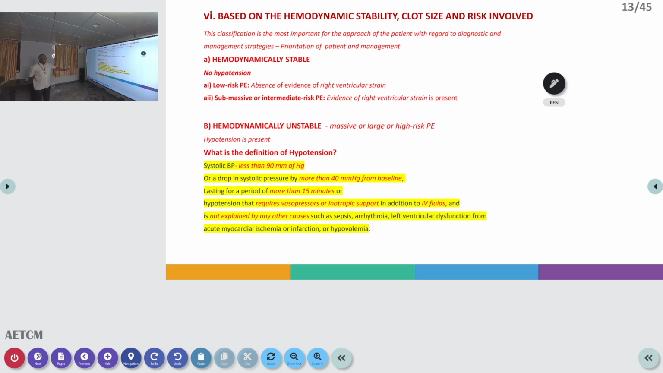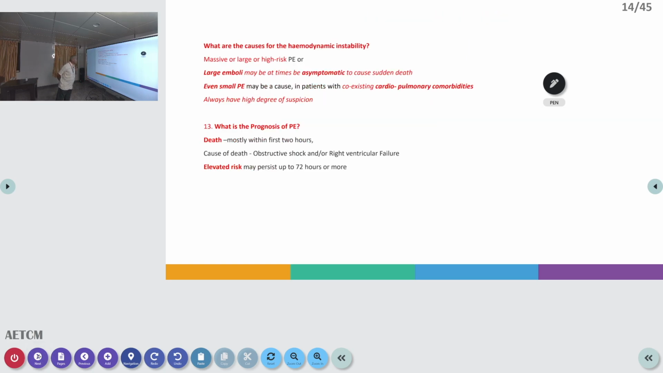These are all the common causes of hypotension, but these causes will not be included in causing this type of hypotension. This is purely because of the block of the pulmonary artery, which causes cardiac output reduction, leading to profound hypotension. Sometimes it may become unmanageable also. So what are the causes for the hemodynamic instability?